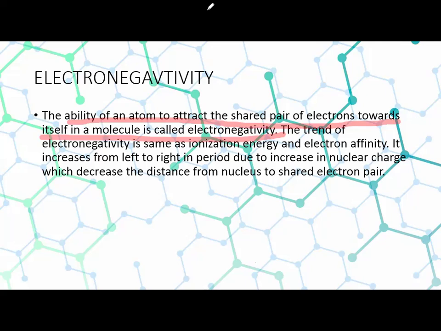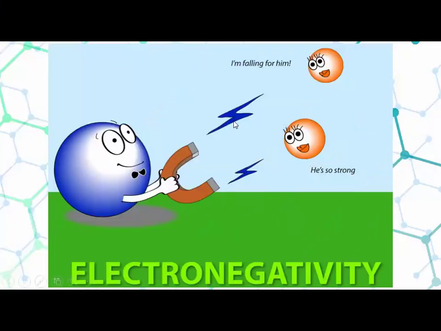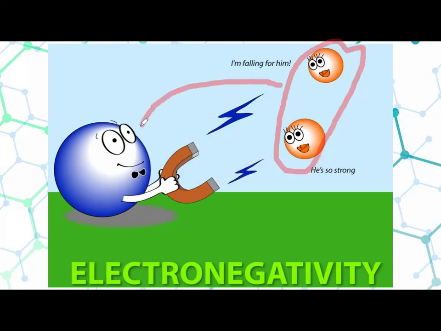Electronegativity क्या है? एक डायग्राम से समझते हैं. Very good diagram. Yes, see this. This is an atom, and this atom is attracting the shared pair of electrons. This is the shared pair of electrons, and it is attracted by this atom. So this property of an atom to attract the shared pair of electrons towards itself is called electronegativity.